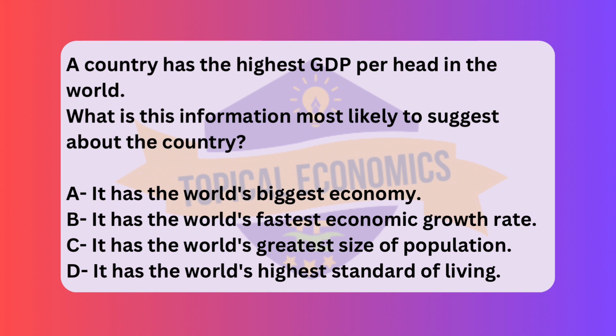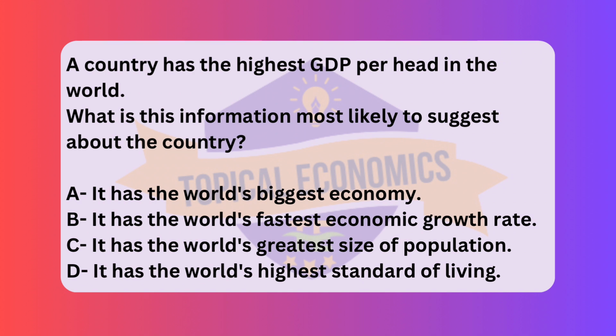Next, option B. It has the world's fastest economic growth rate, is incorrect. GDP per head is a measure of income per person, not the rate of economic growth. A country with the highest GDP per head could have slow or steady growth, while other countries with faster growth may have a lower GDP per head. The growth rate is measured by the change in GDP over time, not by the level of GDP per head.